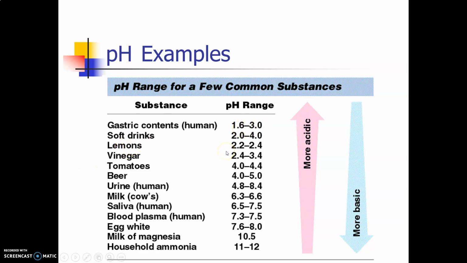Soft drinks are also very acidic. They have carbonic acid, with a pH from 2 to 4. Lemons, vinegar, tomatoes, beer, urine, milk, and saliva are acidic also, right? But they are weak acids. Blood, plasma, egg white, and milk of magnesia are basic. They use milk of magnesia to treat heartburn. And household ammonia is the detergent you use in your house.